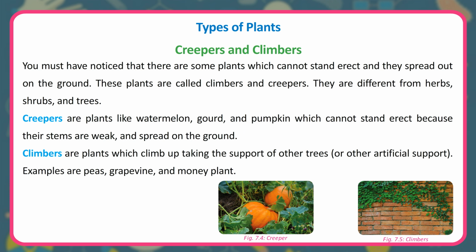Creepers are plants like watermelon, gourd, and pumpkin which cannot stand erect because their stems are weak and spread on the ground. Climbers are plants which climb up taking the support of other trees or other artificial support. Examples are peas, grapevine, and money plant.